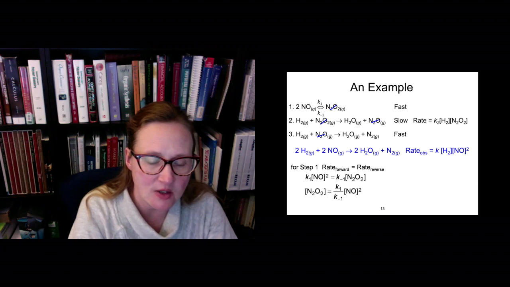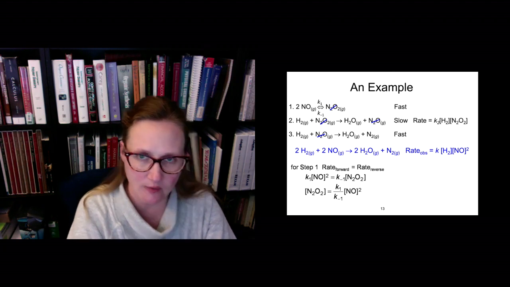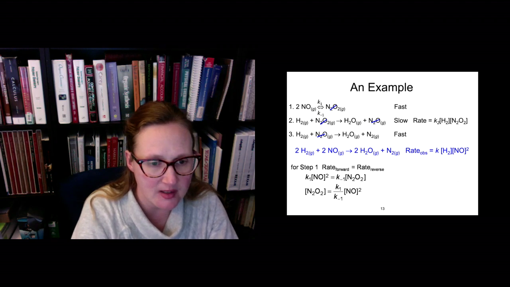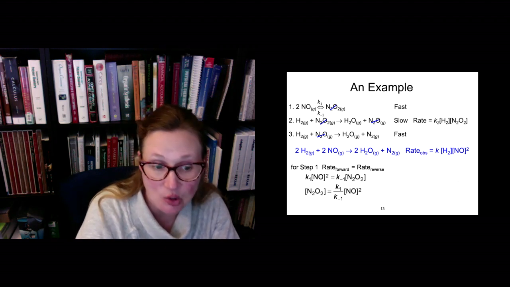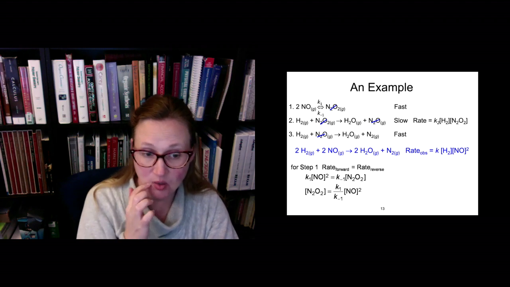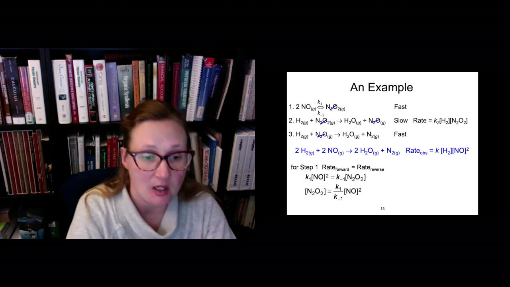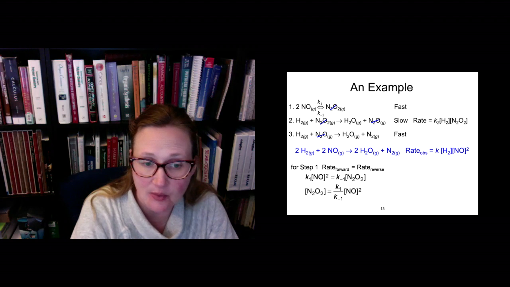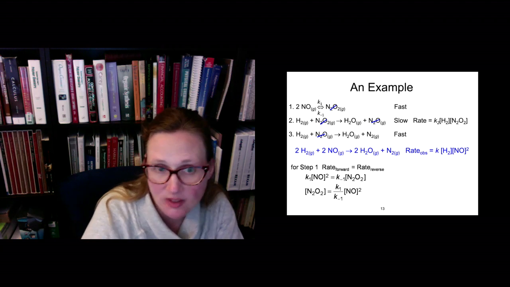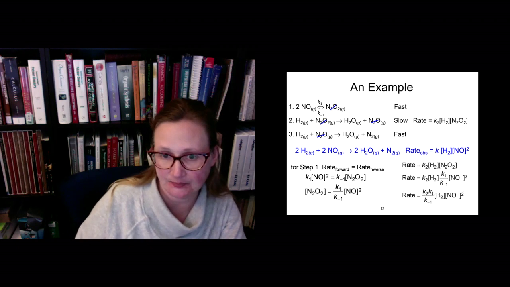So we know that the rate in the forward direction is equal to the rate in the reverse direction. So we can say that K1 times NO squared is equal to K minus 1 times N2O2. Remember, N2O2 is an intermediate. So we are going to solve for the concentration of N2O2 because we want to get rid of it. So we solve for the N2O2 and we end up with K1 over K reverse times NO squared. Now we can use that to substitute in N2O2 into our other rate laws.